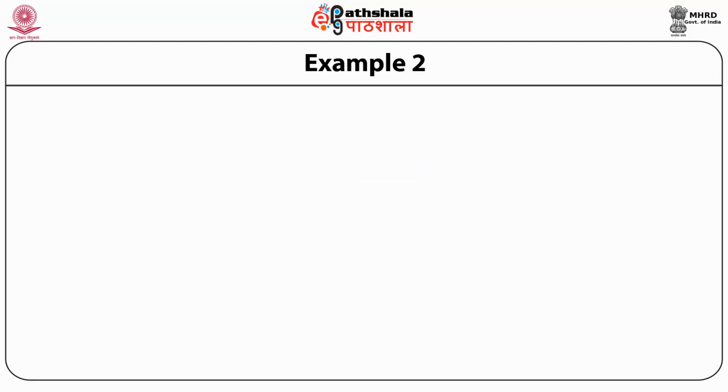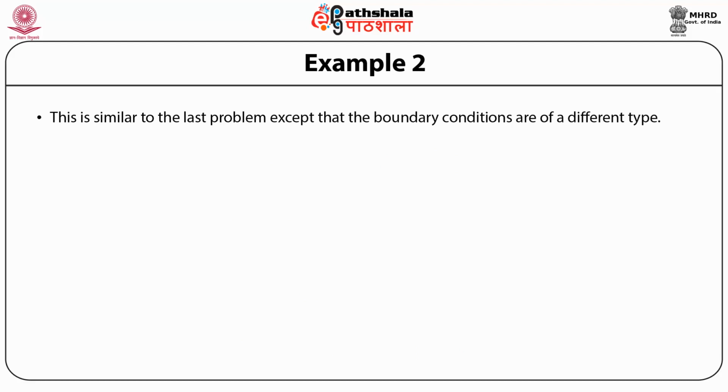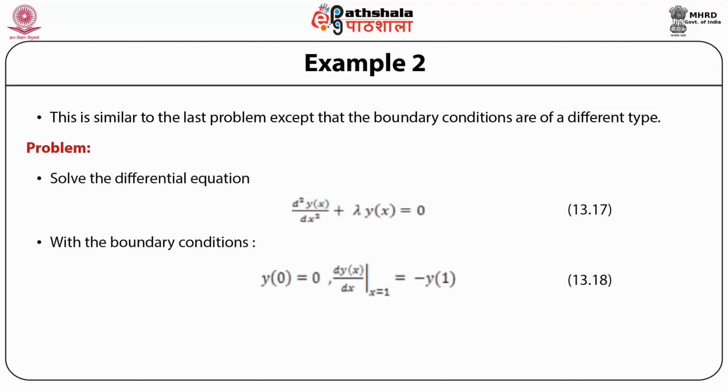Now we take up another example which is very similar to the last problem. In fact, the equation is the same, but the boundary conditions are of a different type. So the problem is to solve the differential equation d2y by dx square plus lambda y of x is equal to 0, now with the boundary condition that the value of the function at the boundary point 0, that y of 0 is equal to 0, and the derivative of the function at the point x is equal to 1 is some fixed value minus y of 1.